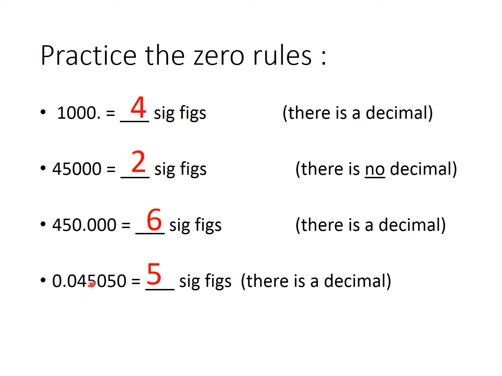So 45050. Again, this leading 0 right here, it's not significant, but it has to be here or else we have a completely different number.